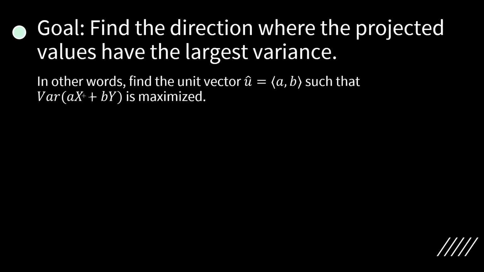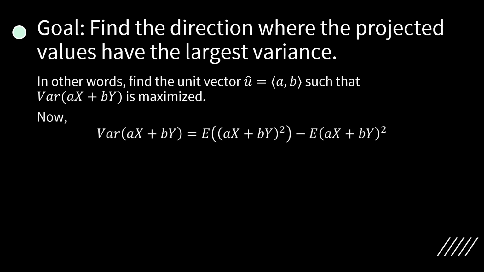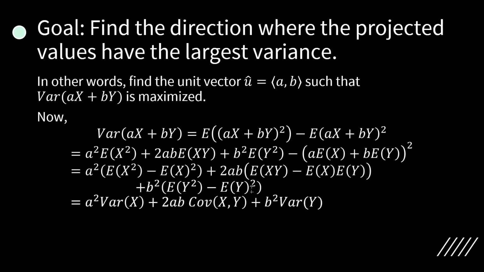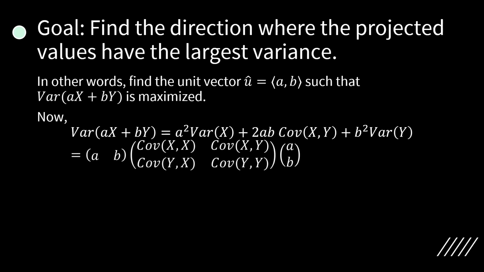Now, since (x, y) projected onto (a, b) is ax + by, and since we want to find the direction u such that the variance of the projection is maximized, we can reformulate the question as finding the unit vector û such that the variance of ax + by is maximized. Now, we can calculate the variance of ax + by to get this expression here, which in turn can be written in a matrix form.